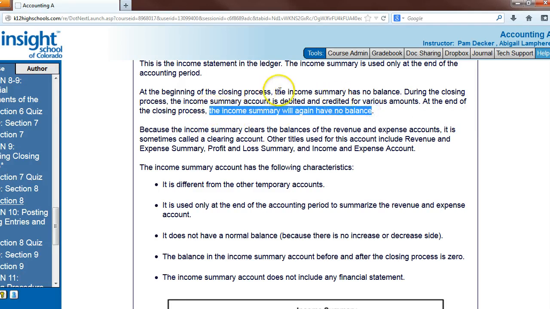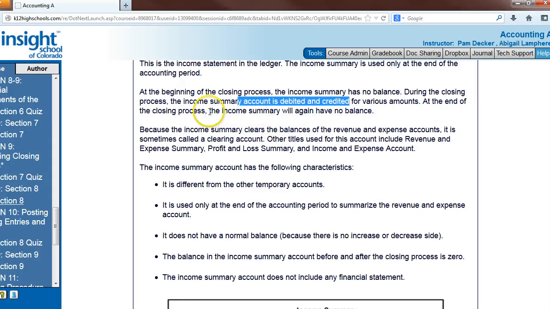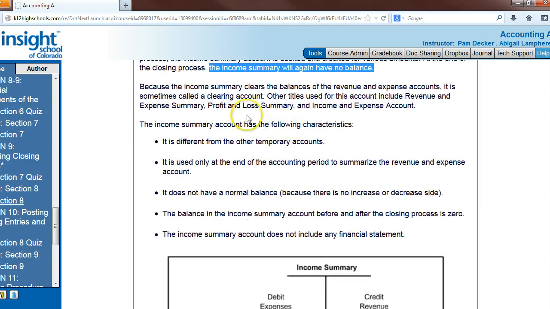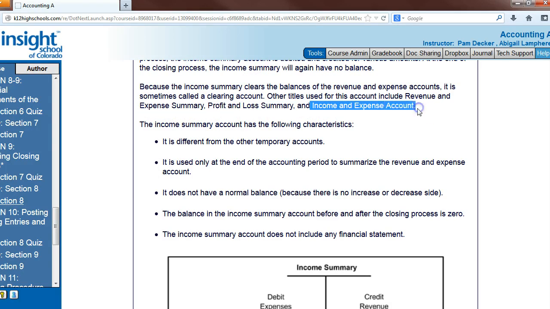So we are going to open this income summary with no balance, transfer some balances over from revenue and expense, then transfer those balances back out so that there is no balance in the income summary. Because the income summary clears the balances of the revenue and expense accounts, it's sometimes called a clearing account. It could also be called a revenue and expense summary, profit and loss summary, or income and expense account. None of that's real important. We're just going to call it the income summary.